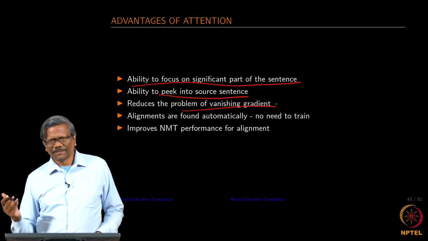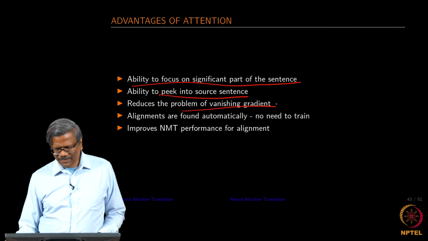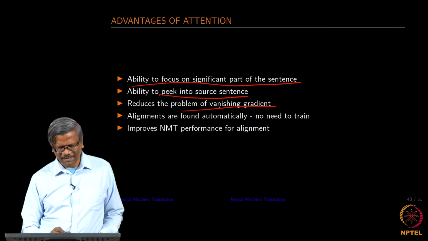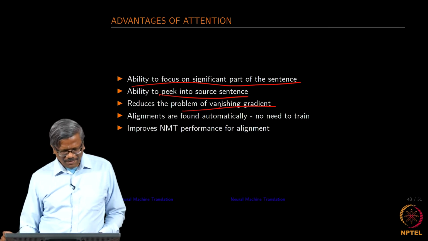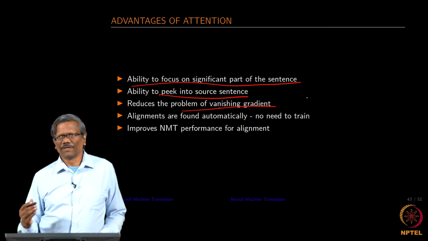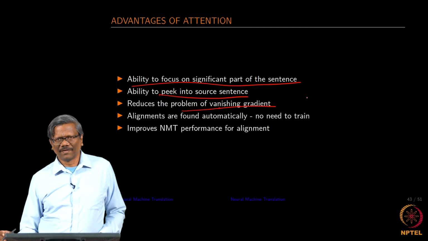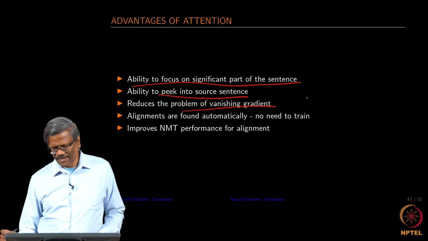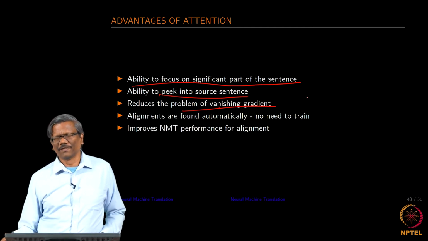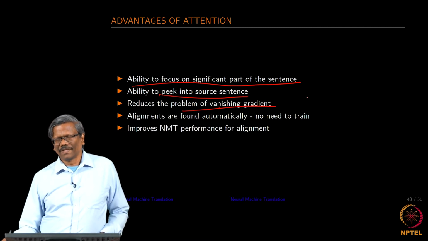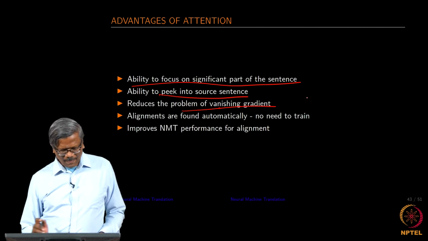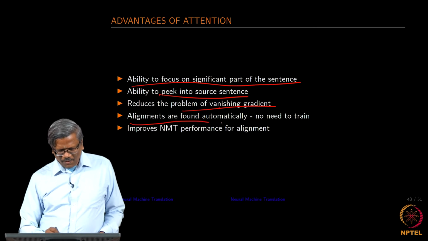For all the neural networks, when you use LSTM or GRU, you don't have this issue. Okay, and also it depends on how well you taught the input process, right, in terms of providing the input values to the hidden units and so on. Alignments are found automatically. There is no need for you to train this.